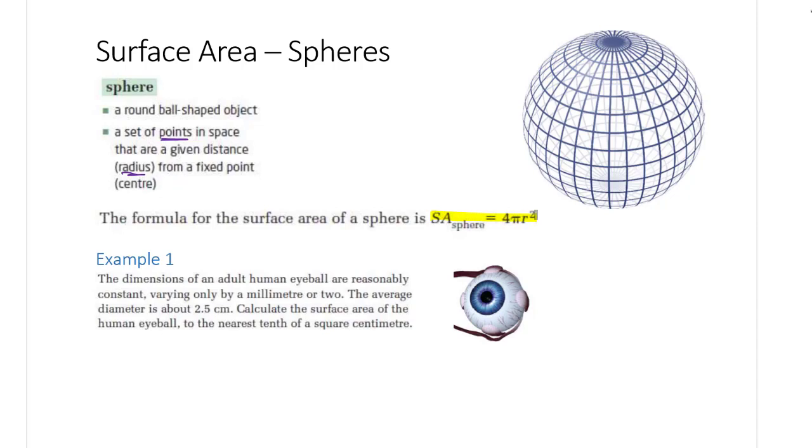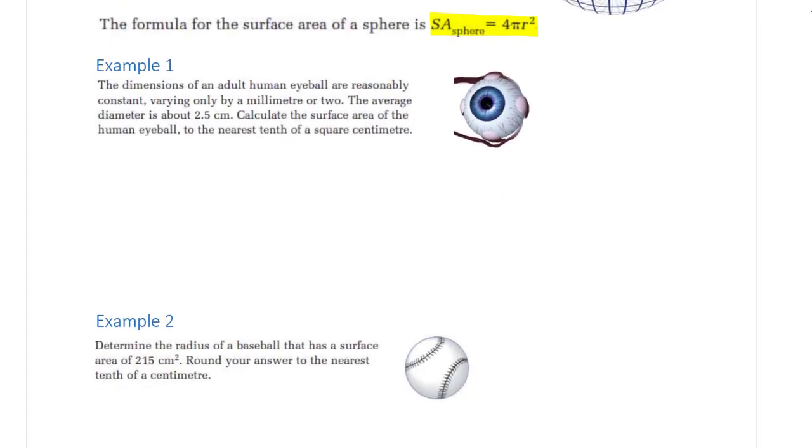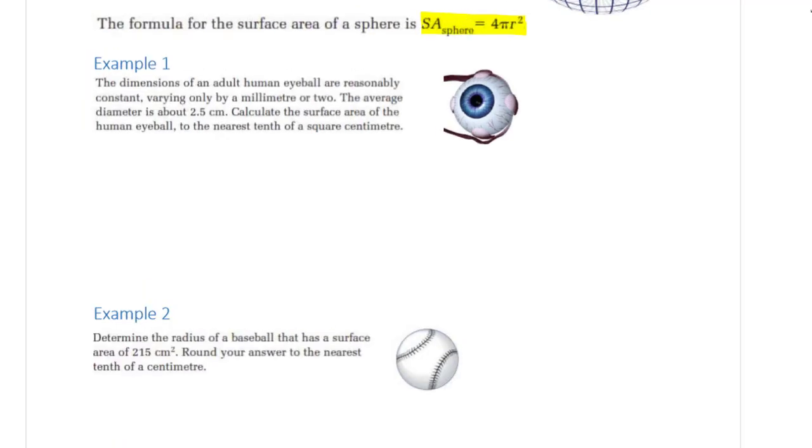Surface area of a sphere is 4 times pi times the radius squared. I won't bore you with the breakdown on this one. It's a little much, but if you're interested, look it up on YouTube. Look up surface area of a sphere and you can get some pretty good videos that show you the breakdown of it.